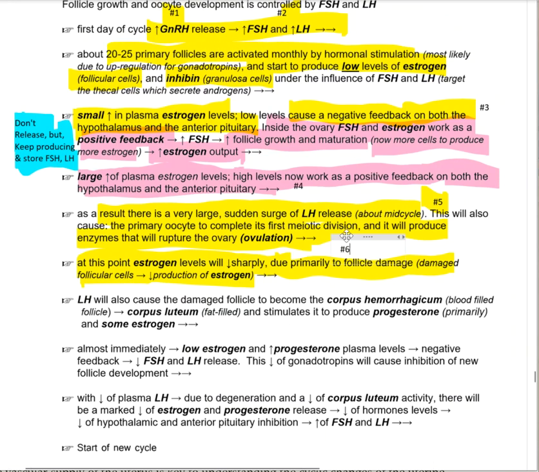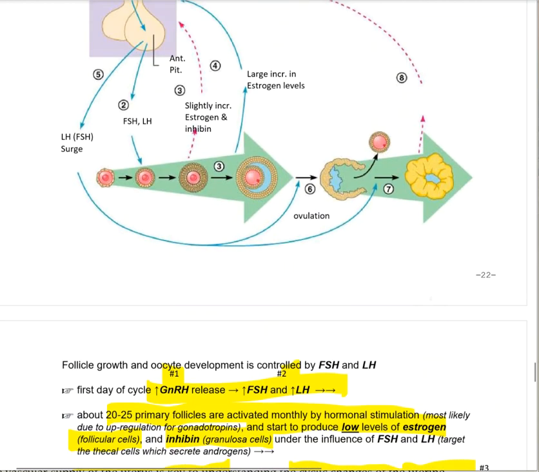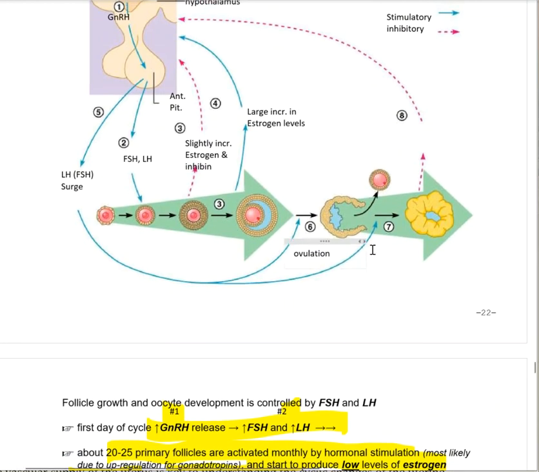Number 6. And we'll put that over here. That's number 6. Okay. And as we just said, we're going to have damaged follicular cells, and estrogen levels will drop a lot, and that gives us number 7. And we'll go here and look at what happens at number 7. Our estrogen levels go down.